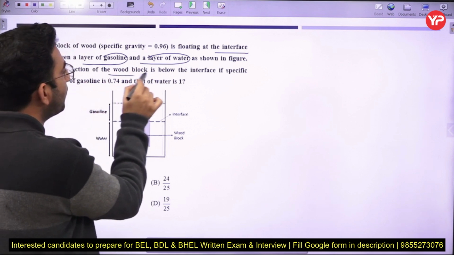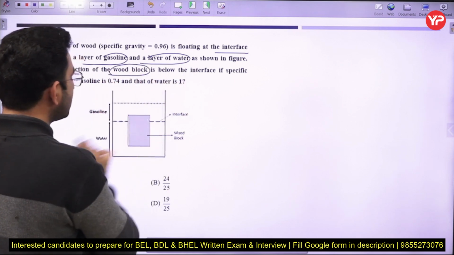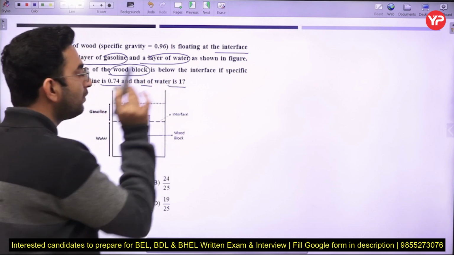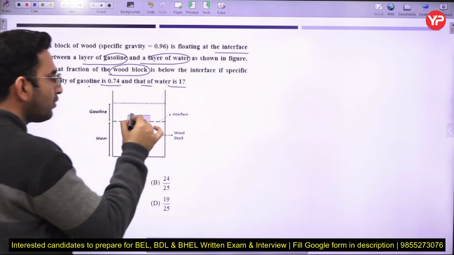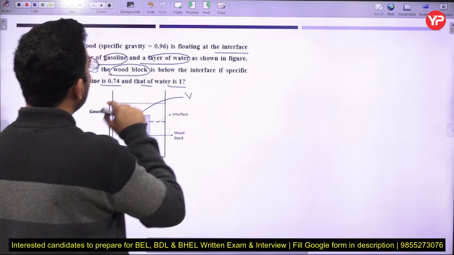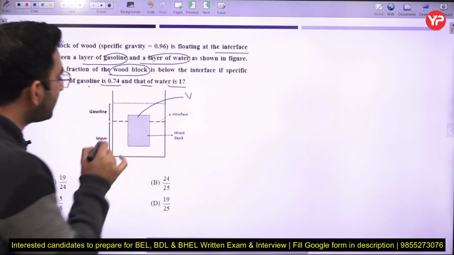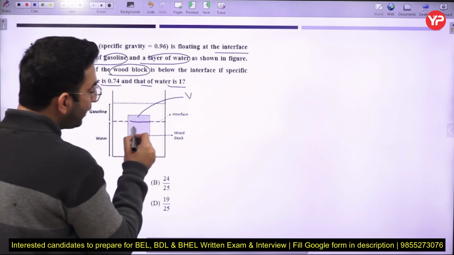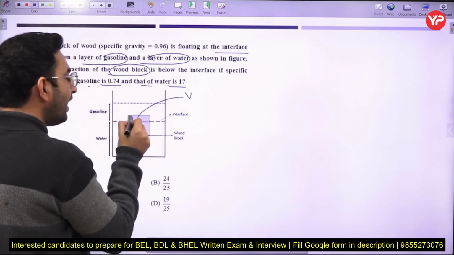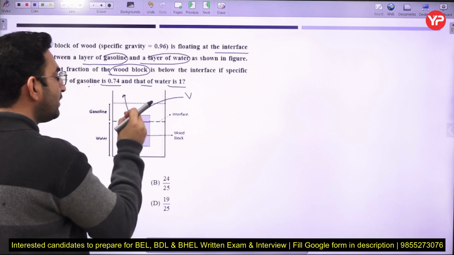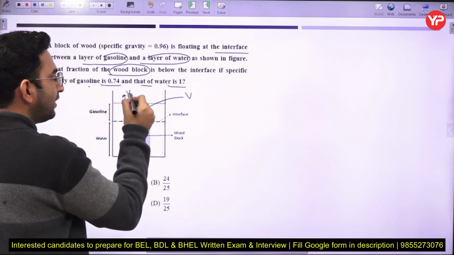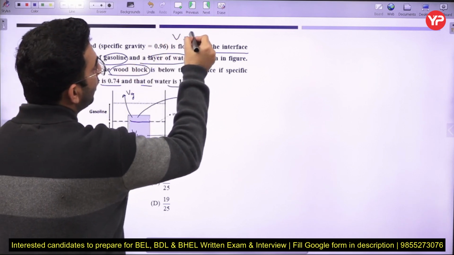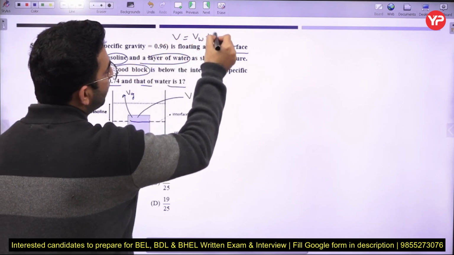What fraction of the wood block is below the interface if the specific gravity of gasoline is 0.74 and that of water is 1? Let us suppose the total volume of this block is V, and I am assuming the volume present inside the water is represented by Vw, and the volume of the block present inside the gasoline is represented by Vg. So I can simply say that V is equal to the sum of Vw as well as Vg.